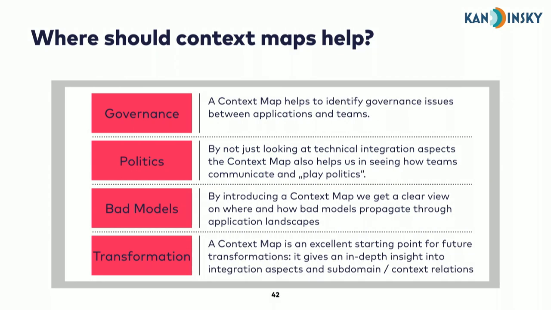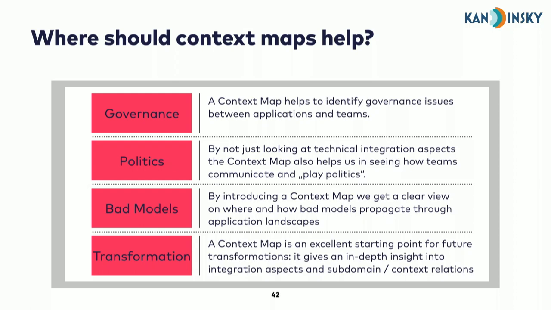Now, to sum it up, context maps help us with governance issues. We can define ideas for governance, but we can also visualize existing governance processes that are implicitly hidden. We can see where politics are being played when we apply those ideas to existing organizations, teams, systems, application landscapes. We can see how bad models are propagating from one bounded context to another. And this gives us a very powerful tool for planning IT transformations and modernizations.